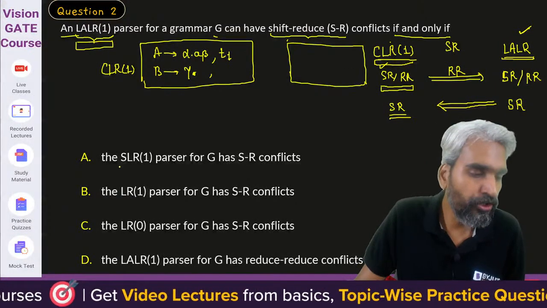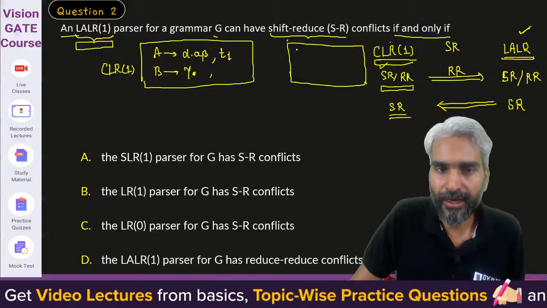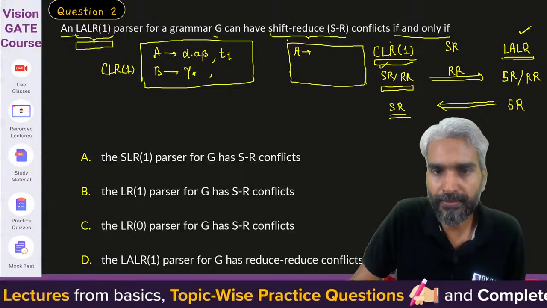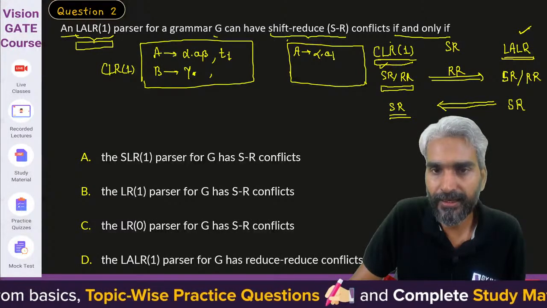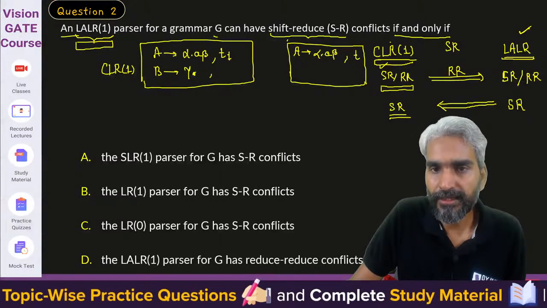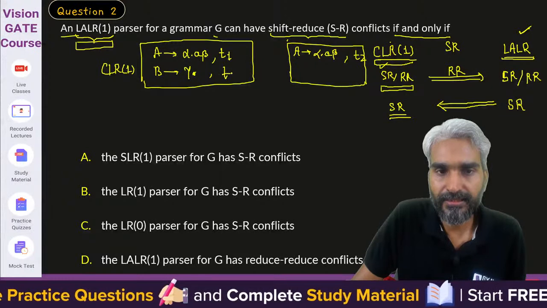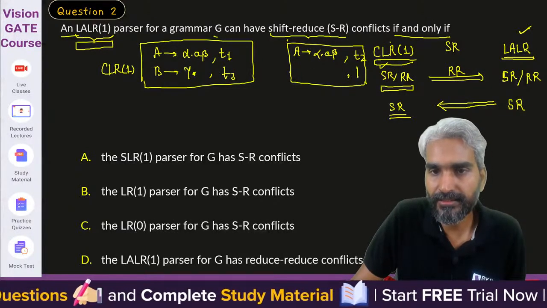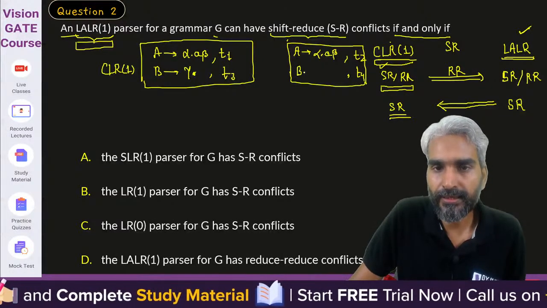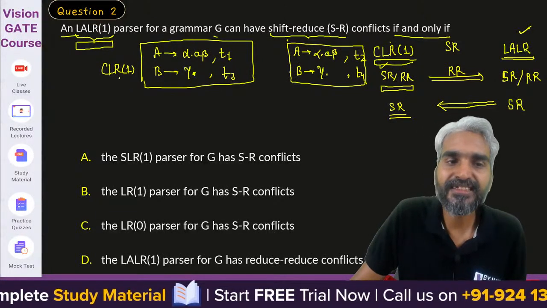I can directly give you the answer, but please try to understand. If you are looking at it from the conceptual purpose, then you should know this. Alpha A beta comma T2. Let's say that this is T3, and let's say that this is T4. So B implies gamma dot. We are saying CLR1 parser.